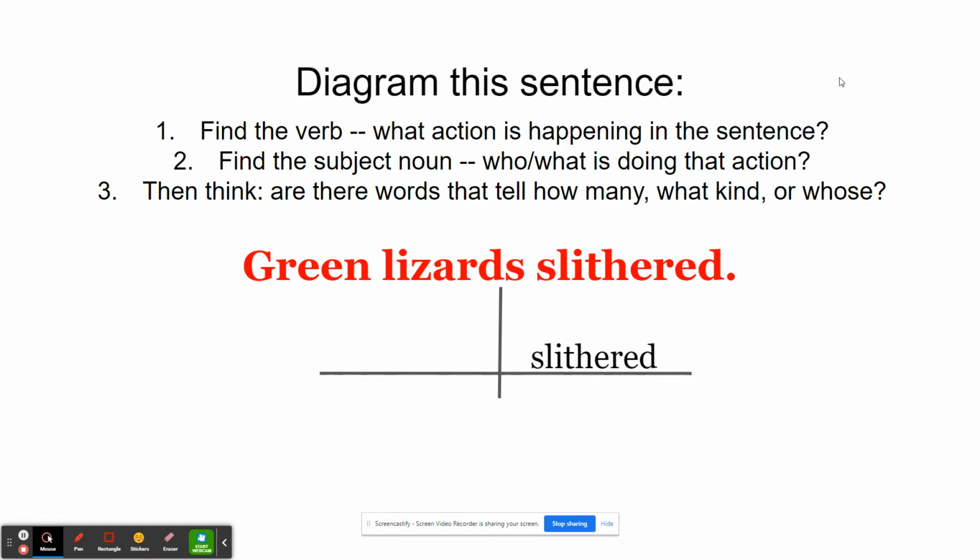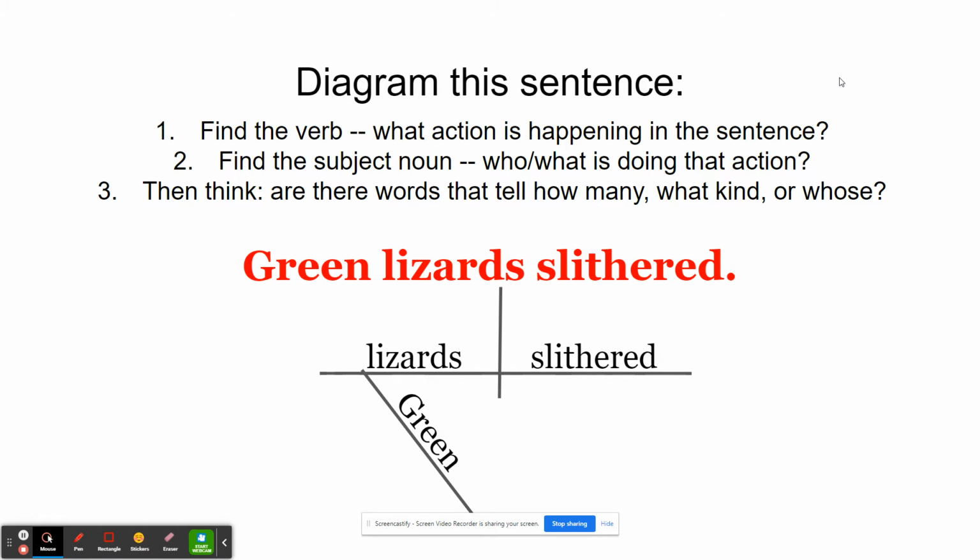Then, ask yourself, who or what slithered, right? Who's doing that verb, Isa? Lizards. So scholars, our core, right, is lizards slithered. Then, are there any words that tell how many, what kind, or whose? Did you find a word that tells what kind of lizards? Brielle. Green. Where does green go? On the bottom of it. Right on that slant below lizards, right? Green describes the lizards.